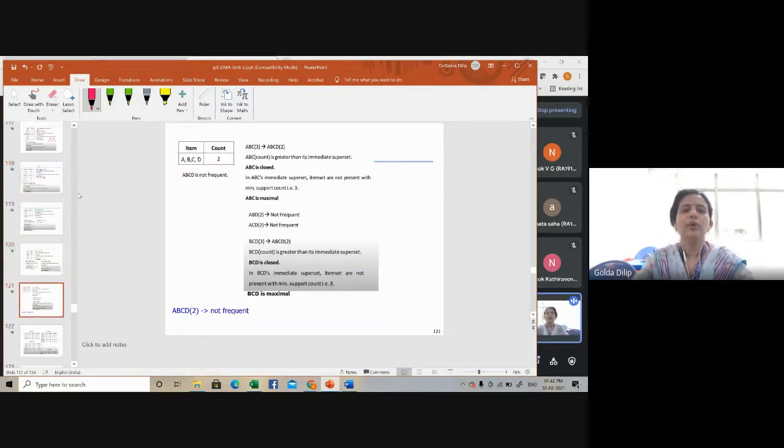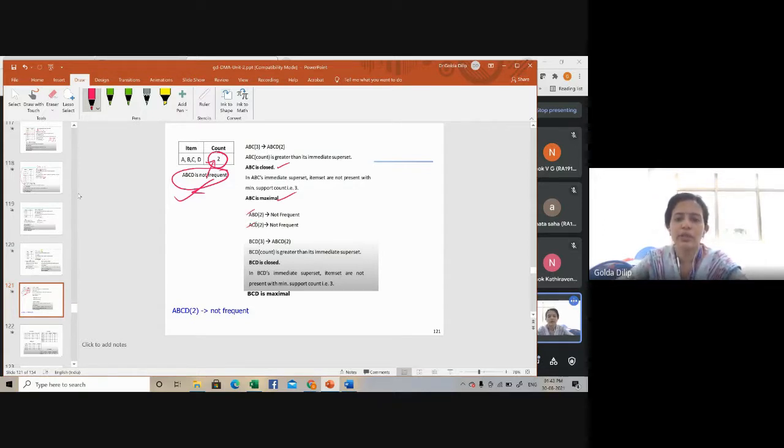Then moving on to the next step, 4 item sets. For the 4 item set, you can see you're getting a count of 2. This is less than the minimum support, so it is not frequent. You can straight away write that it is not frequent. If you generate the immediate superset, this is closed and maximal, but it is not frequent. Its support count is 2.